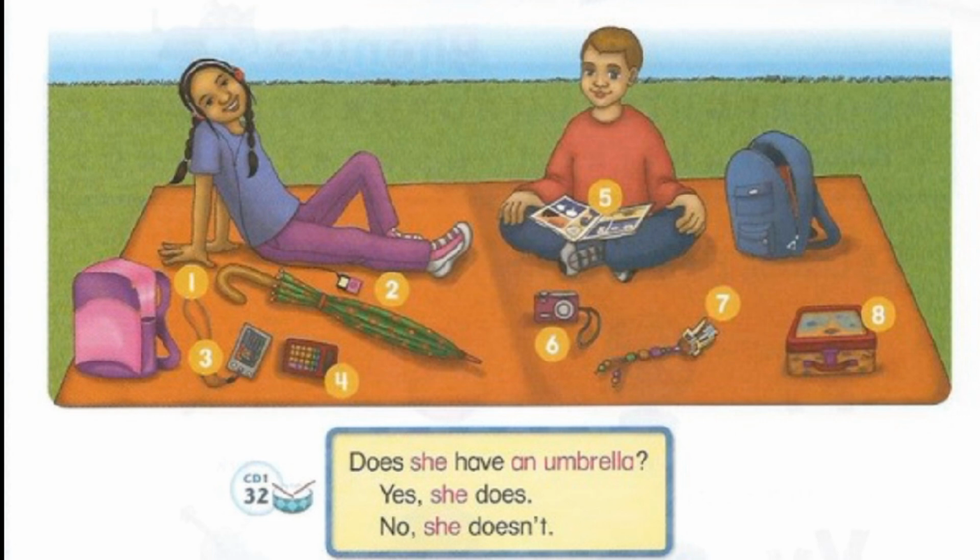Number 5. Does he have a book? Yes, he does. Number 6. Does he have a camera? Yes, he does. Number 7. Does he have a keychain? Yes, he does. Number 8. Does he have a lunchbox? Yes, he does.